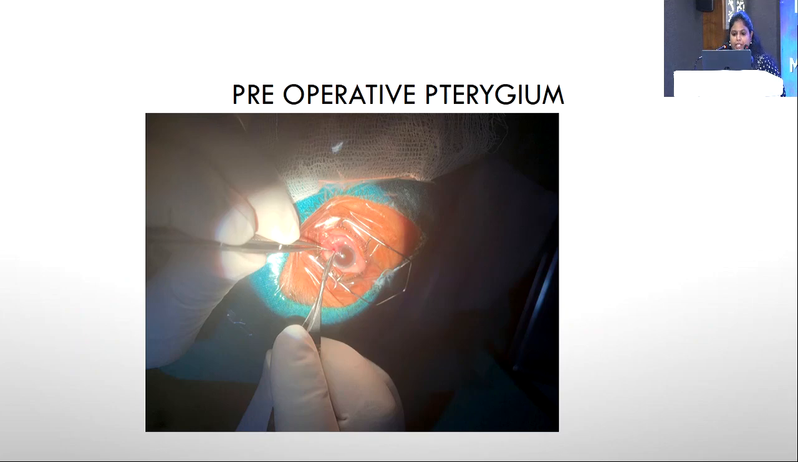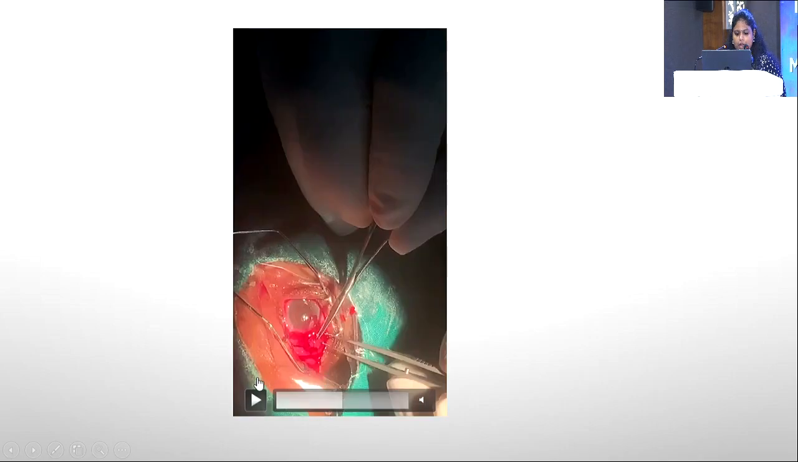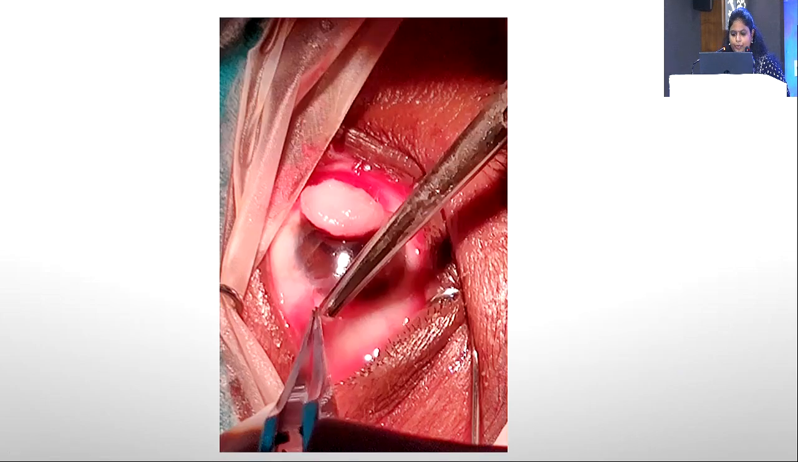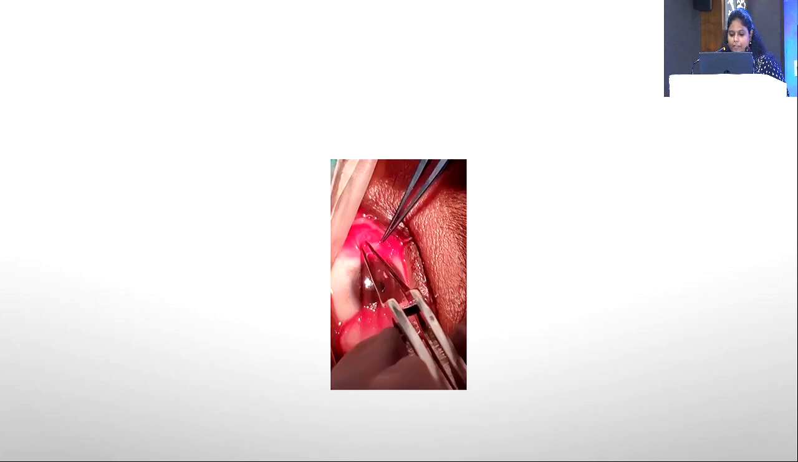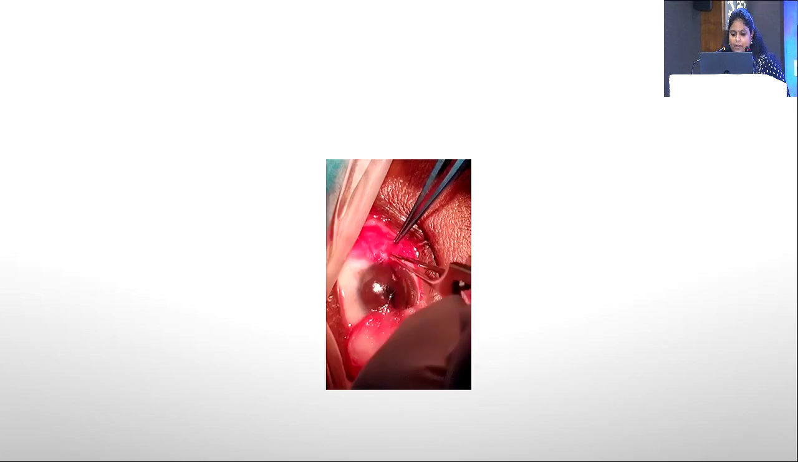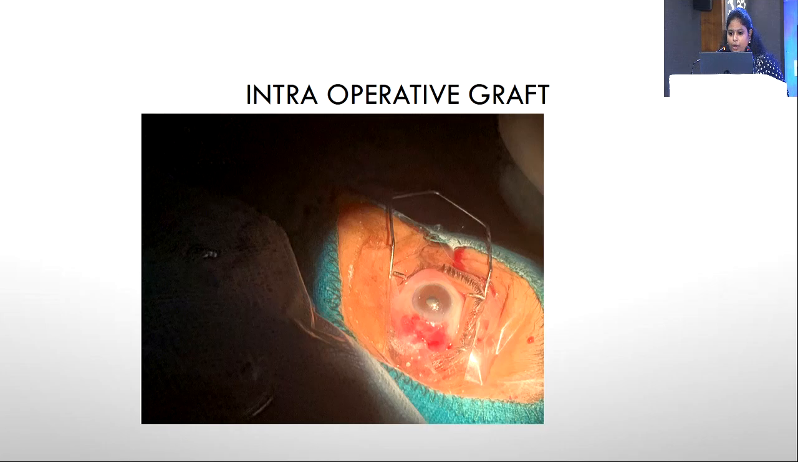This is a preoperative pterygium picture. Here the flap is being rotated, nasal towards limbus and limbus towards nasal side. This is a procedure where a nick is given at the pterygium and undermining is done, and the pterygium is excised and the flap is being rotated. This is an intraoperative graft. This is another picture of the intraoperative graft.